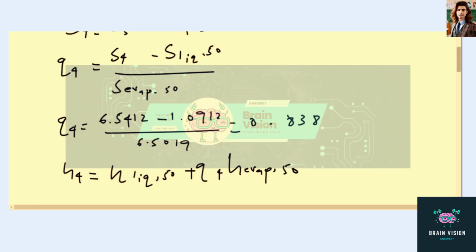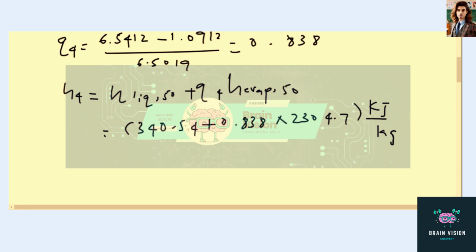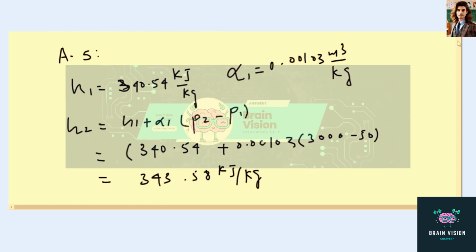The enthalpy at state 4 is then H4 equal to H liquid 50 plus Q4 H evaporation 50, right? And now let's plug in values. So we have 340.54 plus 0.838 multiplied by 2304.7 kilojoule per kilogram. So H4, that is enthalpy at state 4, is equal to 2271.88 kilojoule per kilogram. Well, this was part A, right? Now let us do part B.